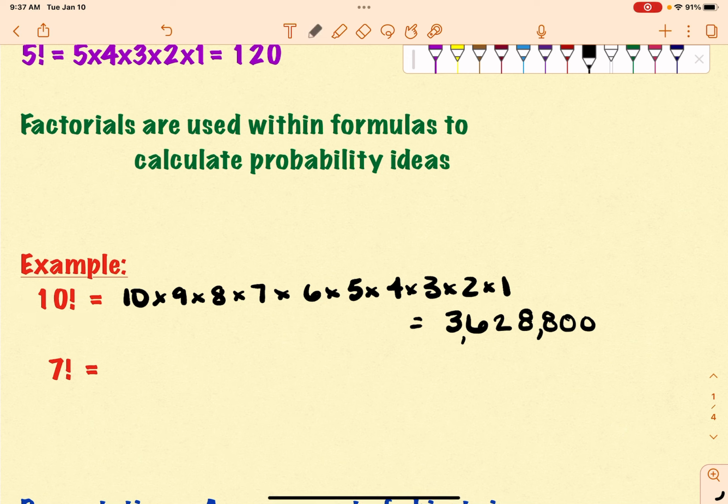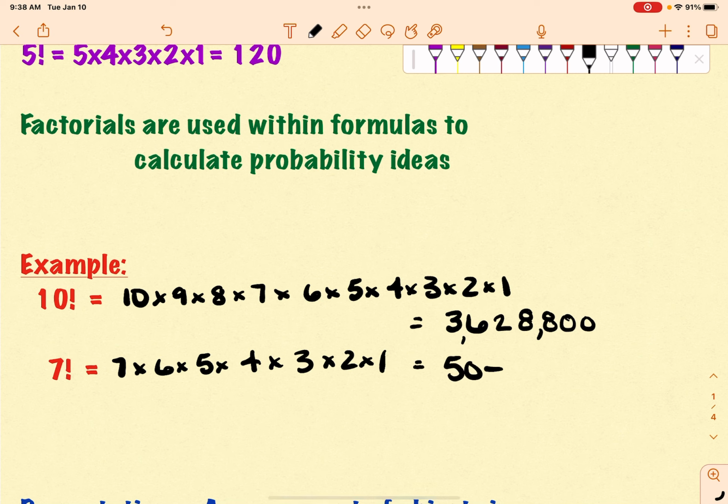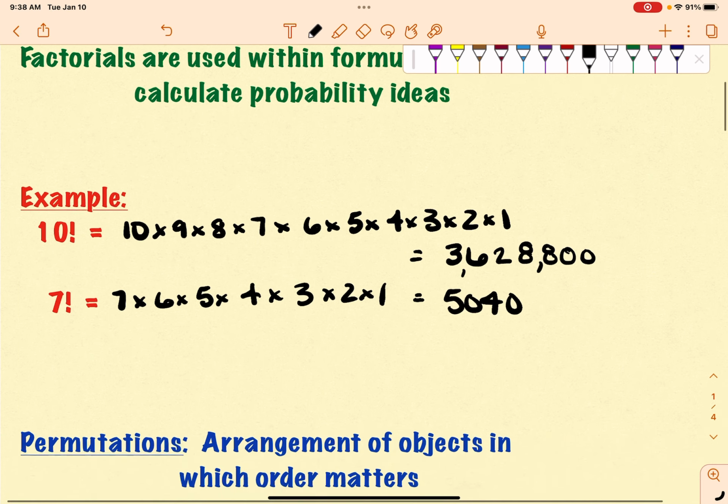The next one is 7 factorial. So that means start at 7, go by every whole number that comes after it. So 7 times 6 times 5 times 4 times 3 times 2 times 1, which would be 5,040. Now, if you're going through to calculate this, it is very helpful to have a calculator off to the side that you can plug these things into to check them. So let's see how you use this.